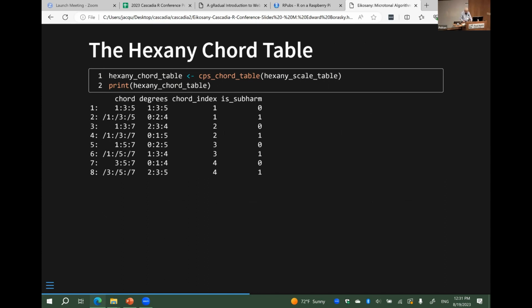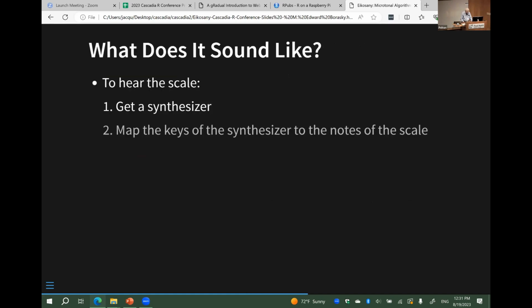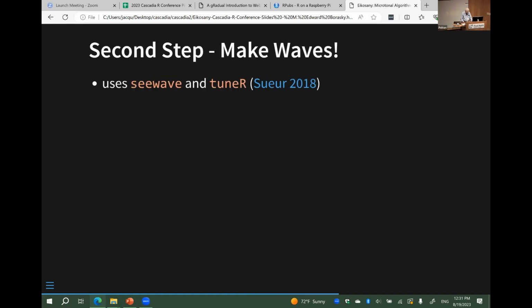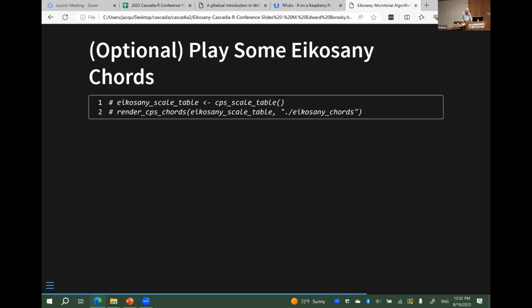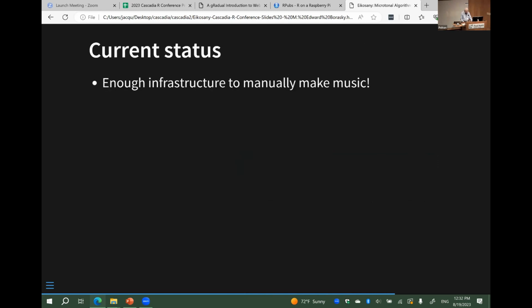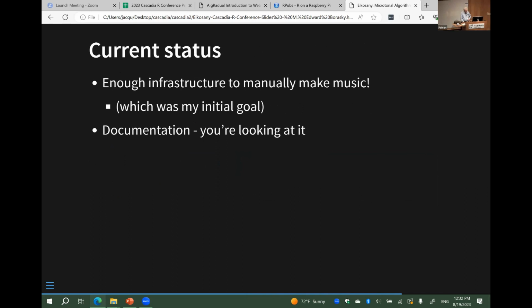So in my remaining minute, I'm going to skip up to the roadmap. Current status: there's enough infrastructure to manually make music, which was my original goal for building this thing. The documentation, well, you're looking at it. There's a pkgdown site, but I think I put a warning on the page that if you wanted to use it, call me first.